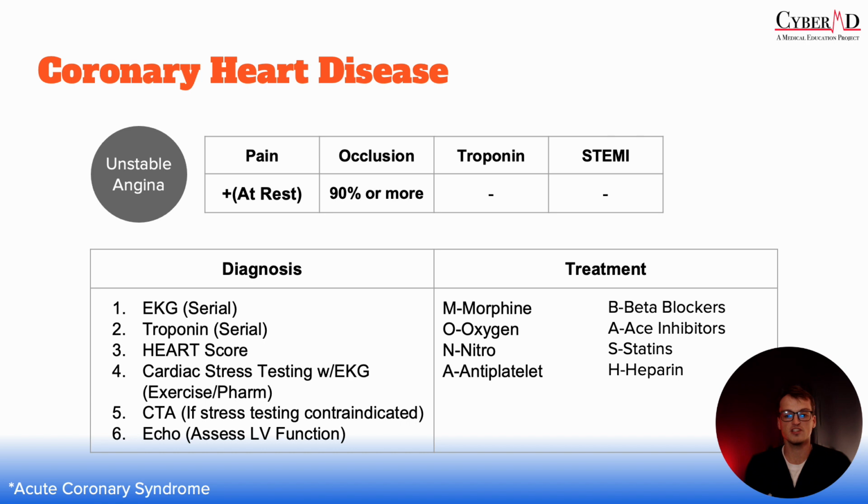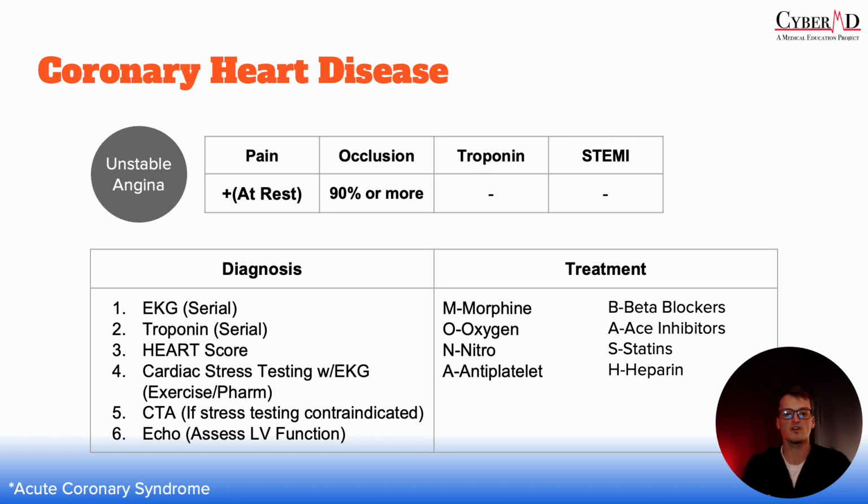The O stands for oxygen, and so we continue to revisit the idea that the oxygen supply and demand mismatch at the level of the myocardium needs to be addressed. Supplemental oxygen can help to saturate the red blood cells with oxygen, maximizing the oxygen supplied to the myocardium even in the ischemic areas. The N stands for nitroglycerin. Again, nitro is going to vasodilate and help to supply more blood and therefore more oxygen to the myocardium, addressing that mismatch.